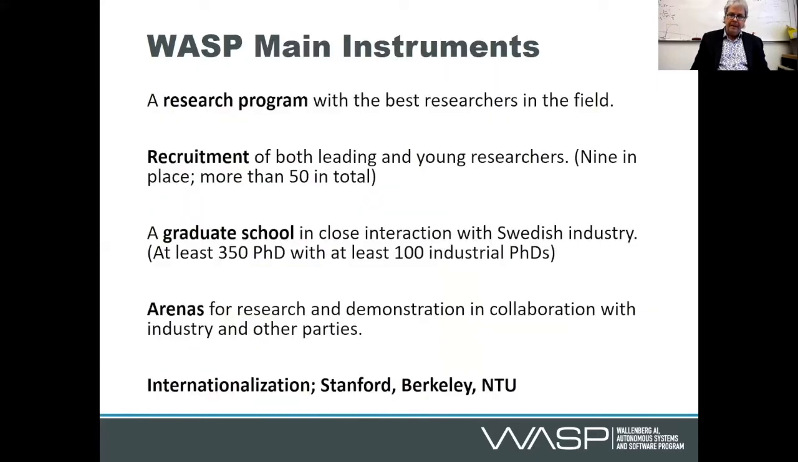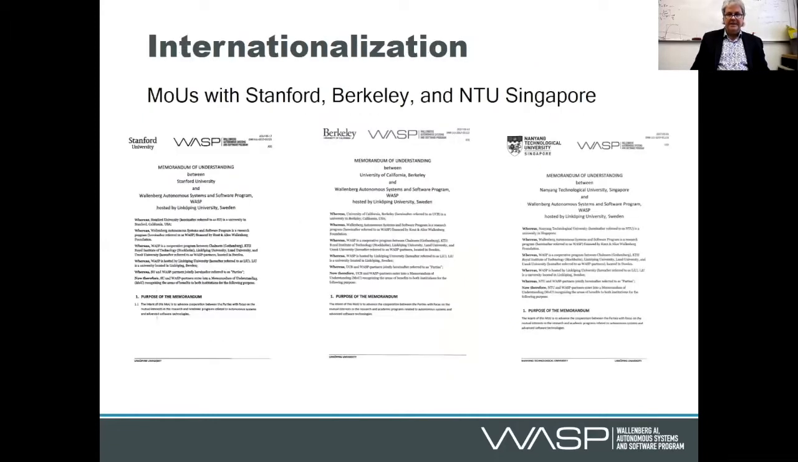Yeah. Then finally, we have the internationalization. So we have memorandums of understanding with Stanford, Berkeley, and NTU in Singapore. Last fall, I think it was 8 students that spent up to 6 months at Berkeley and Stanford. The coming year, there will be more students that go. With Nanyang, we have special postdoc project collaboration. So in addition to sending PhD students, we also have actual research projects together with Nanyang.